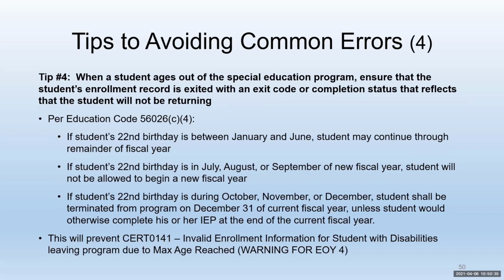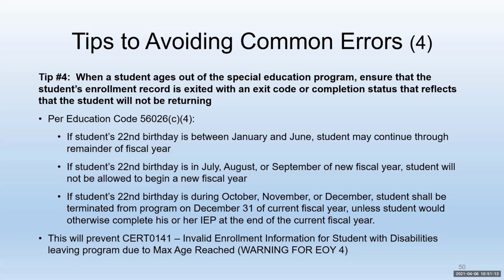Next one is when a student ages out of special education, you need to make sure that their student enrollment record is exited with an exit code that indicates they will not be returning. We should not see E155 exits for students who have aged out of special education because they are no longer eligible for IDEA. So if you look here, we put the education code for when it's appropriate to exit students from special education when they age out, okay?